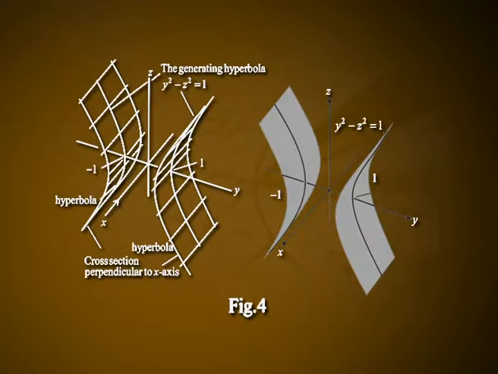Summarizing the above, we have: an equation in any two of the three Cartesian coordinates defines a cylinder parallel to the axis of the third coordinate. Example 4. The equation y² − z² = 1 defines a surface made by the lines parallel to the x axis that pass through the hyperbola y² − z² = 1 in the yz plane.